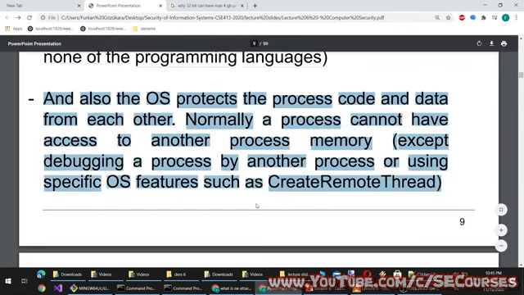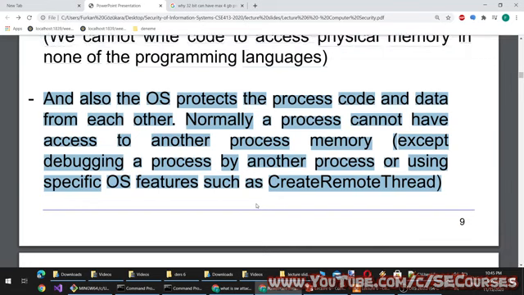And also the OS protects the process code and data from each other. Normally a process cannot have access to another process's memory, except when debugging a process by another process or using specific OS features such as create remote thread.